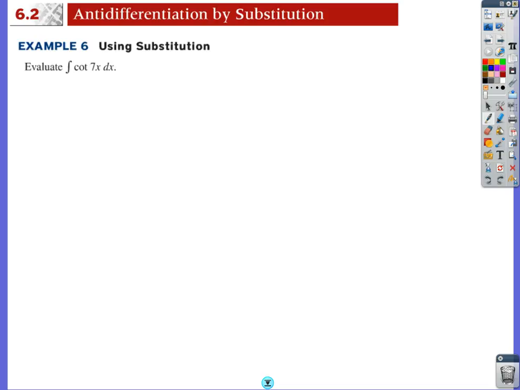Alright, so I'm going to evaluate the antiderivative of cotangent 7x dx. And now if I go back to the beginning of my notes, I'm trying to find the integral of cotangent. I don't have the integral of cotangent. But what if I were to change this up? What if I were to say, well, this is the integral of, well, that's the same thing as saying cosine of 7x over sine of 7x dx.